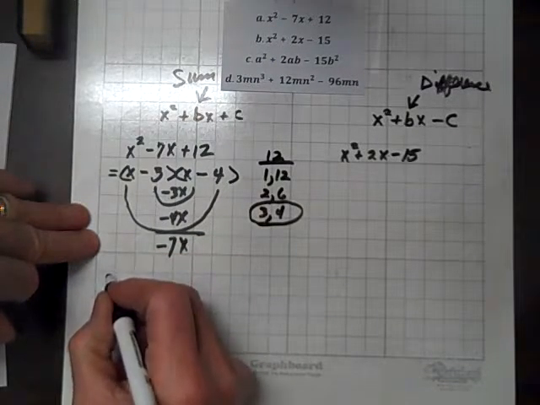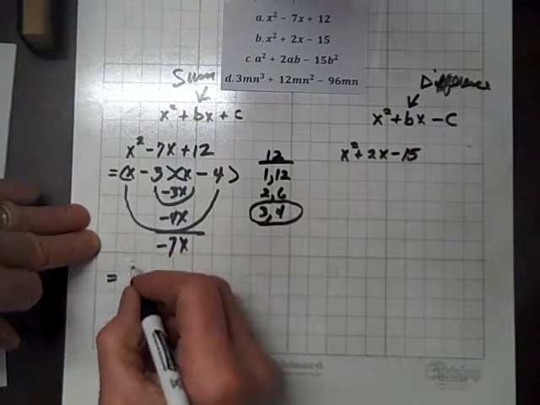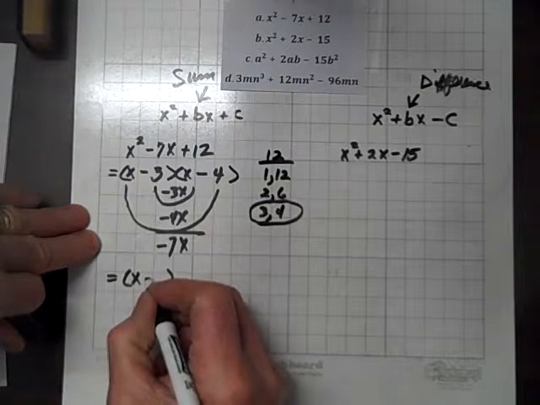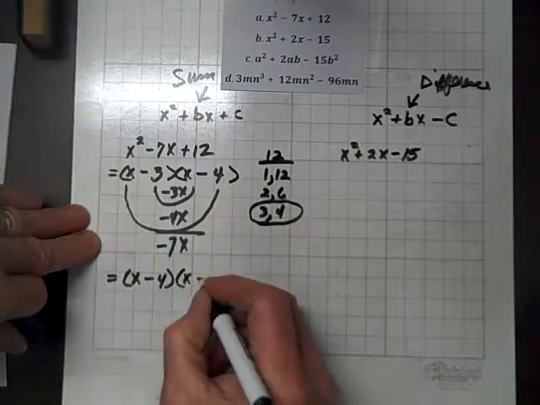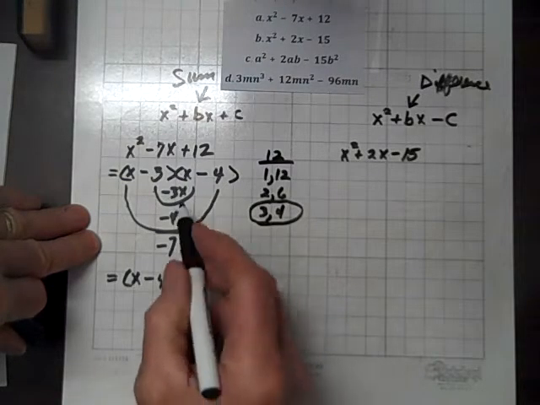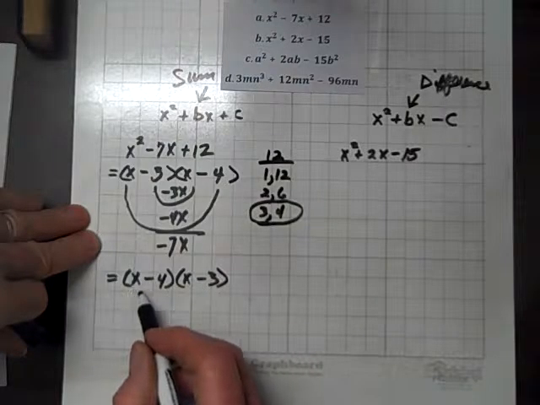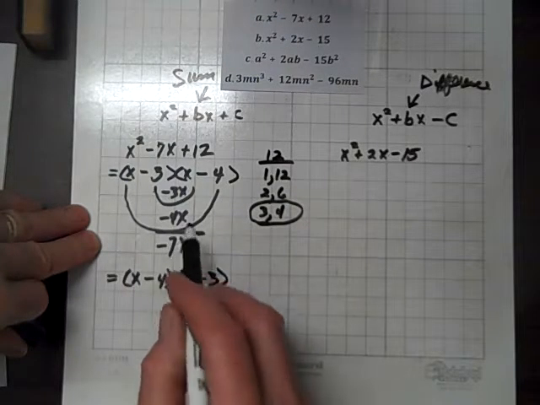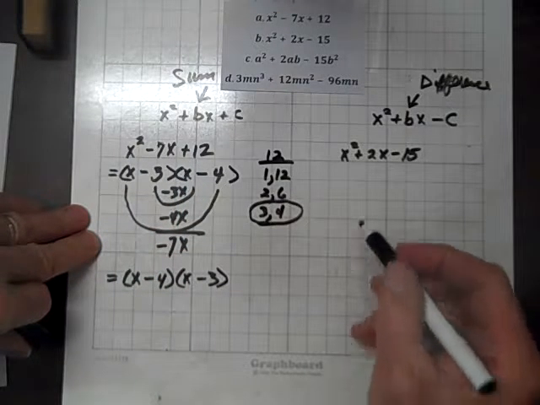So to restate it, x squared minus 7x plus 12 factors into x minus 4 times x minus 3. Notice, whether you lead out with x minus 4 or x minus 3, it makes no difference. Yes, the product is still x squared minus 7x plus 12.